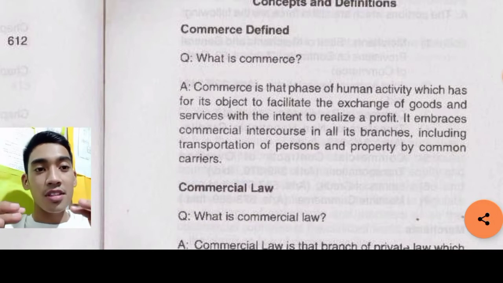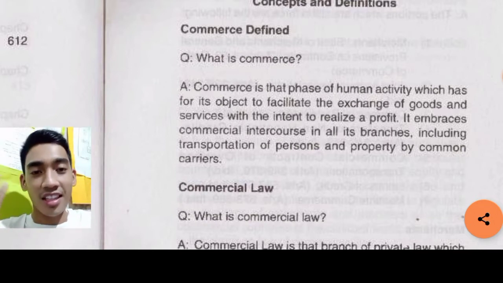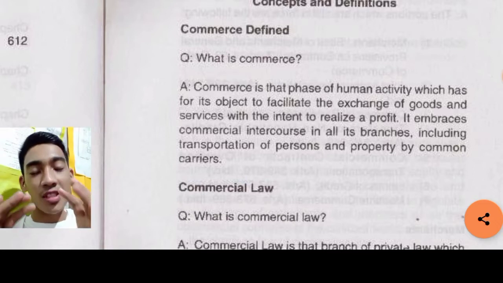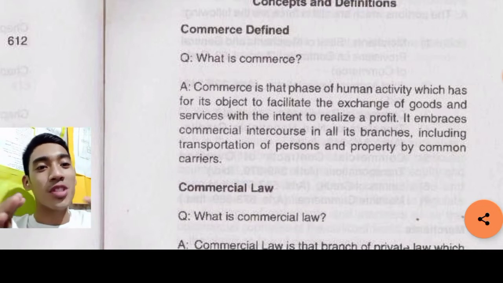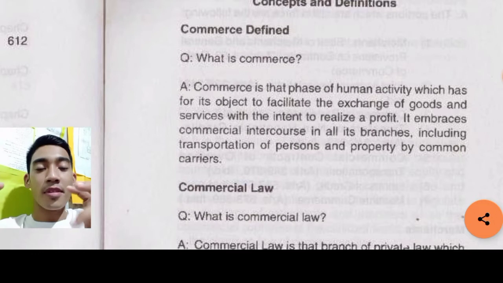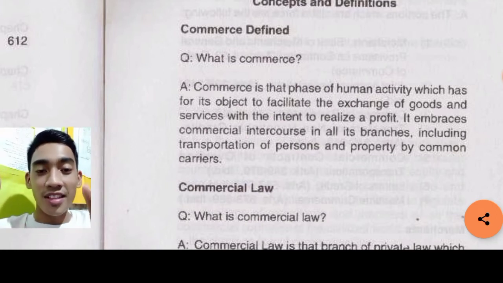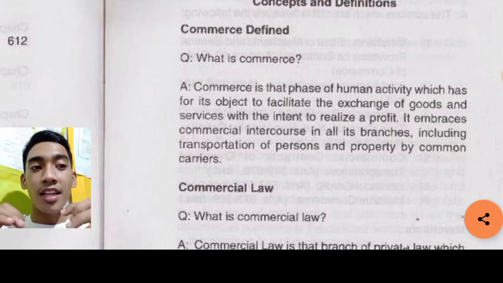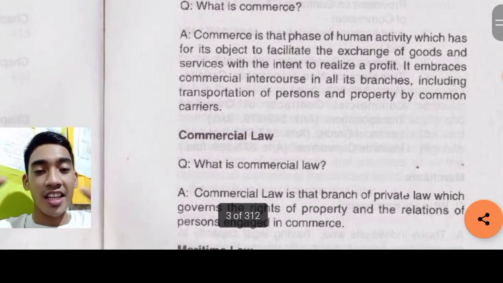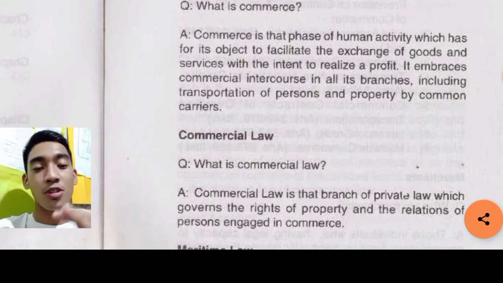So again, commerce is a human activity in which the objective is to facilitate the exchange of goods and services. That's the purpose of commerce. It is an activity with the objective to facilitate the exchange of goods and services with the intent to realize a profit. And also, it includes transportation of persons and property by a common carrier. So again, the objective of commerce is to facilitate exchange of goods and services, including transportation of persons and property by common carrier in consideration of profit.